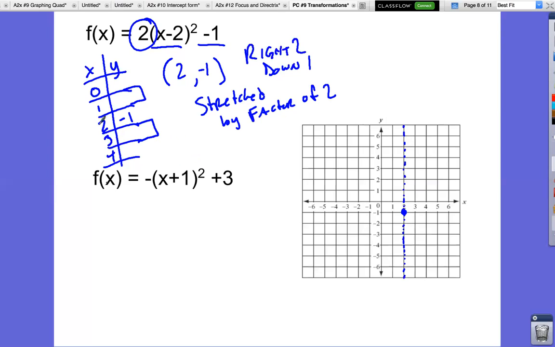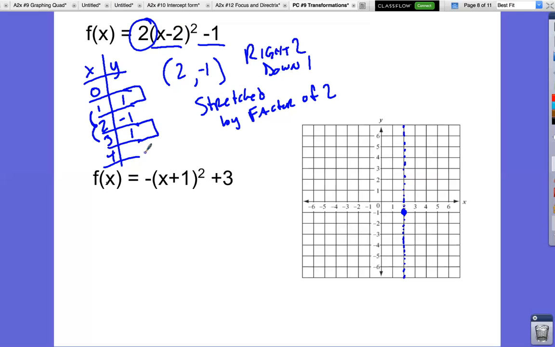These values, if it's an equidistant step, one step in both directions, means your Y values have to be the same. So if I plug in 3, 3 minus 2 is 1, 1 squared is 1, times 2 is 2, minus 1 is +1. If I plugged in 1, it'd be the exact same thing. 1 minus 2 is -1. -1 squared is 1. 2 times 1 is 2, minus 1 is 1.